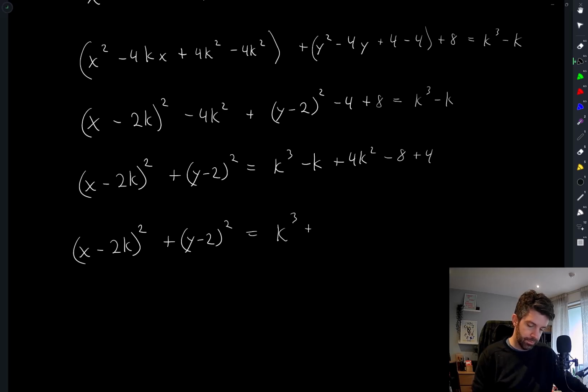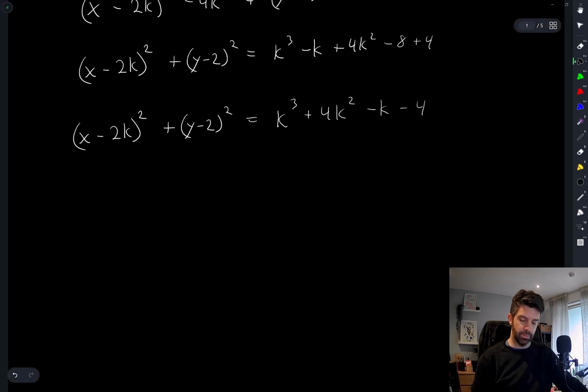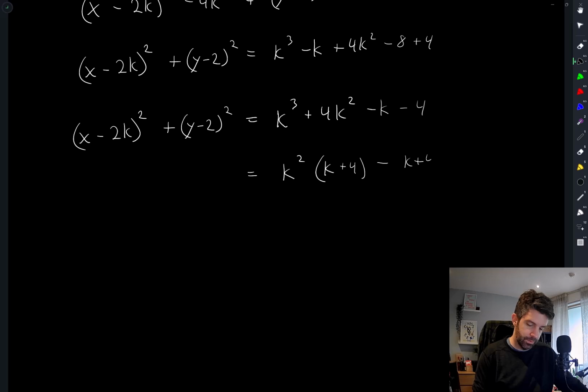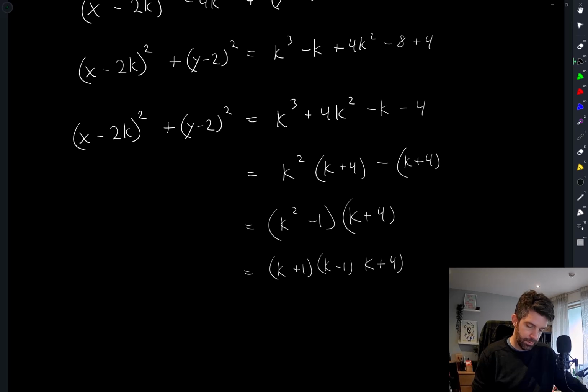K cubed plus 4k squared minus k minus 4. Okay. This looks like it factors, right? This right-hand side is k squared times k plus 4, minus k plus 4. So that's equal to k squared minus 1 times k plus 4. K plus 1, k minus 1, k plus 4.